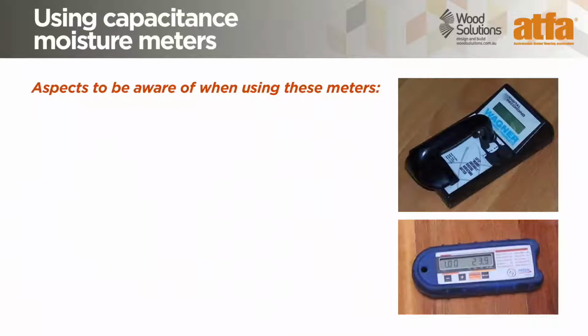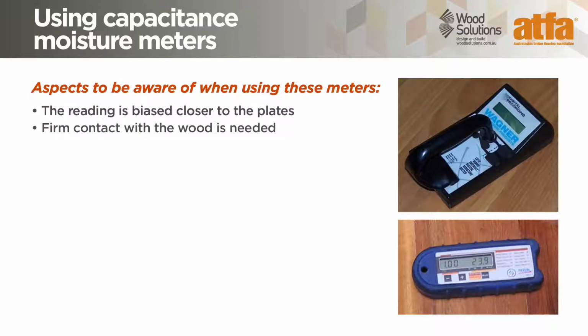Capacitance moisture meters do not damage the surface of flooring. These meters measure a different electrical property to resistance meters, but one which again varies with the amount of moisture in the timber. When using these meters, remember, the reading is biased closer to the plates. Firm contact with the wood is needed. They cannot read moisture gradients.